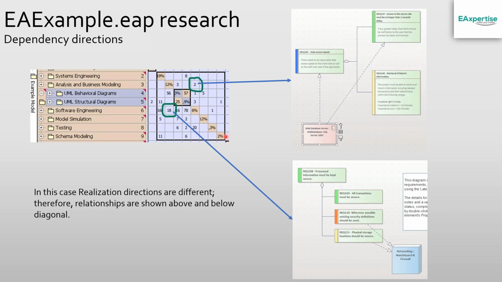So I found the two diagrams, and what you see here is that in normal modeling, in most of the diagrams and the models, there's a realization relationship going from a requirement to another element. But in this particular diagram, you find that there's an element pointing to the requirements. That's the opposite direction. So this too might be a modeling mistake, and maybe there are more of these kinds of inconsistencies.